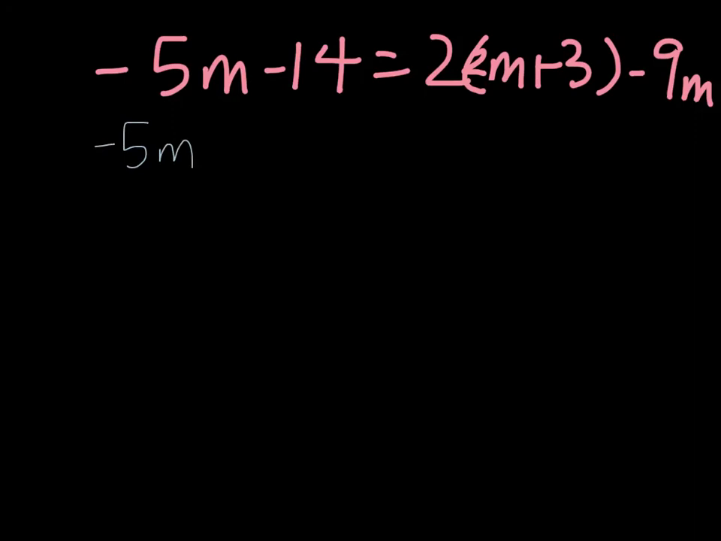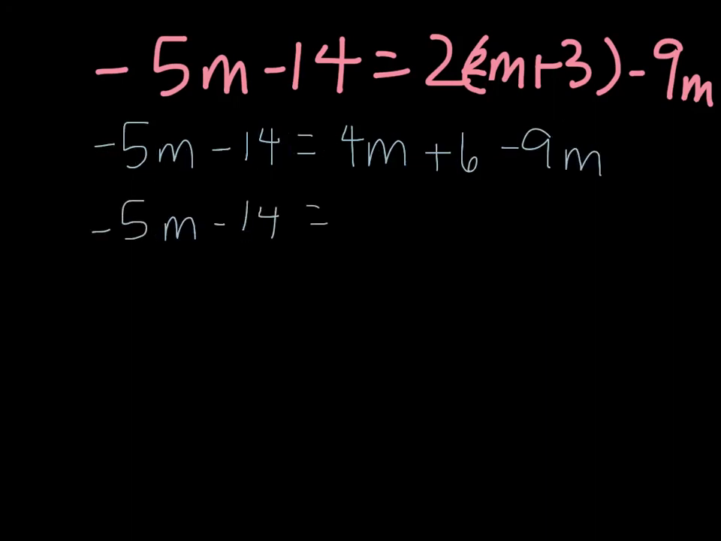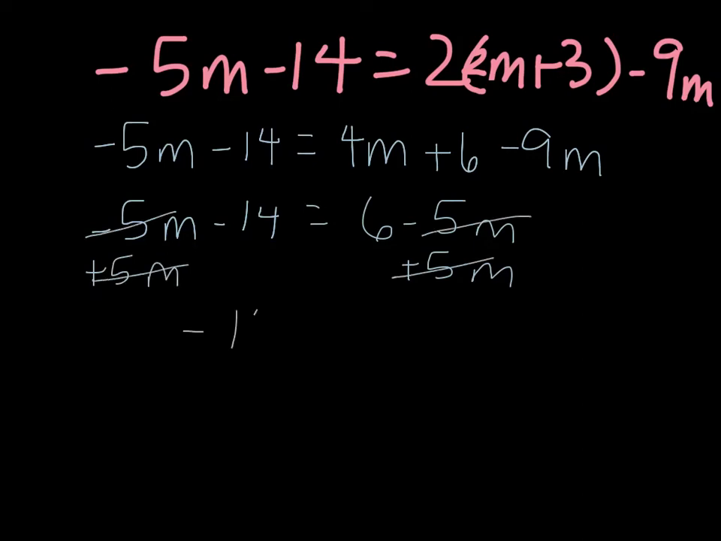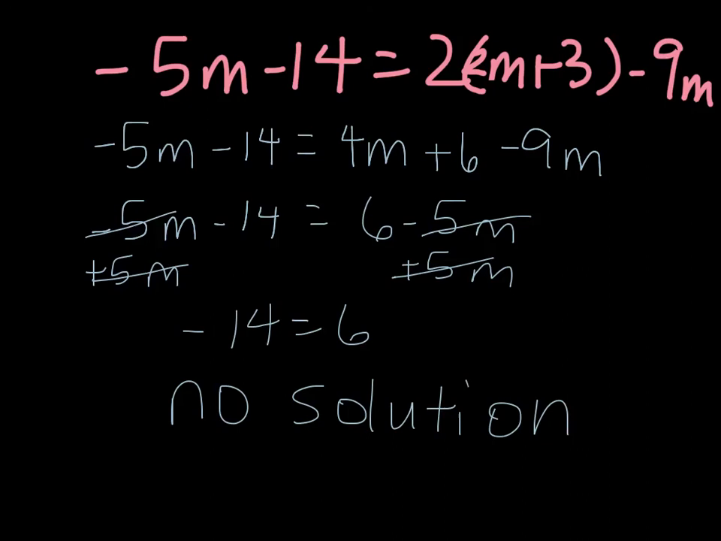Okay, and the last example, so I'm going to simplify. I have negative 5m minus 14 equals 4m plus 6 minus 9m. So I'm going to simplify, combine my m's on the right side. So I have 6 minus 5m, add 5m to both sides, and what happens is my variables cancel out on both sides. So I have negative 14 equals 6. So I ask myself that question, is this true? I say, no, it's not. So that means that there is no solution to this equation. There's no value for m that will make this equation true.